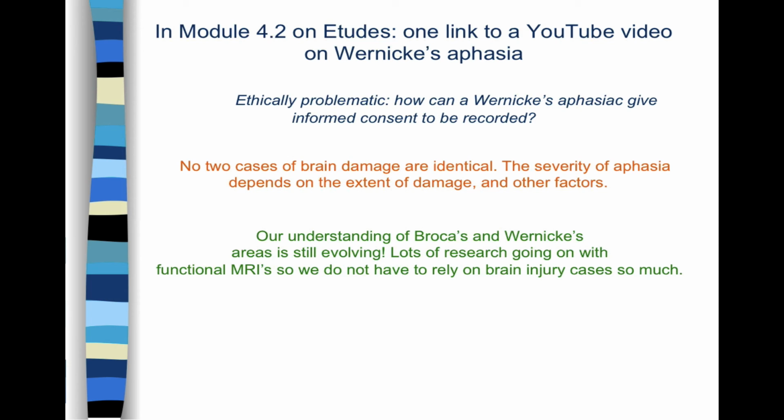I want to tell you again that no 2 cases of brain damage are identical, and the severity of aphasia, of Wernicke's and Broca's aphasia, depends on the extent of damage and on other factors. And I want to tell you again that our understanding of Broca's and Wernicke's areas is still evolving. Lots of research is going on now with functional MRIs, so we do not have to rely on brain injury cases so much. So functional MRIs can look at what the brain does and where it does it while it's doing it. So a healthy brain, not one that has suffered brain damage. Okay, so it turns out there is a lot more going on than Broca's and Wernicke's, but Broca's and Wernicke's are definitely hotbeds of language processing.